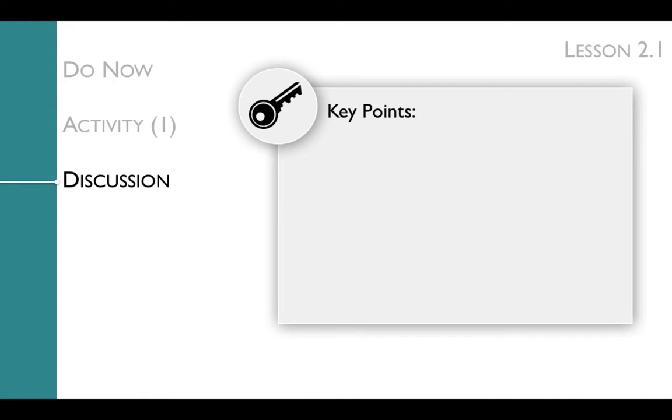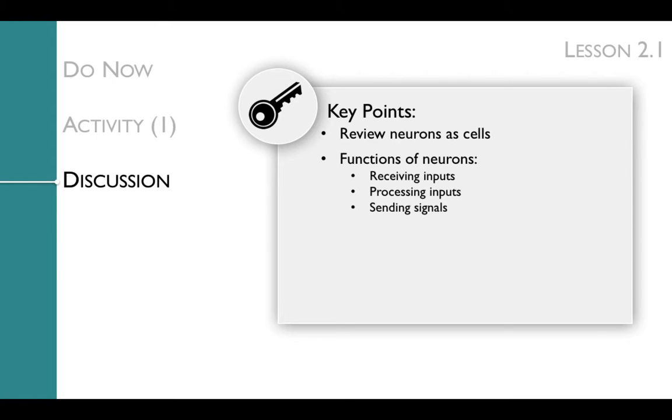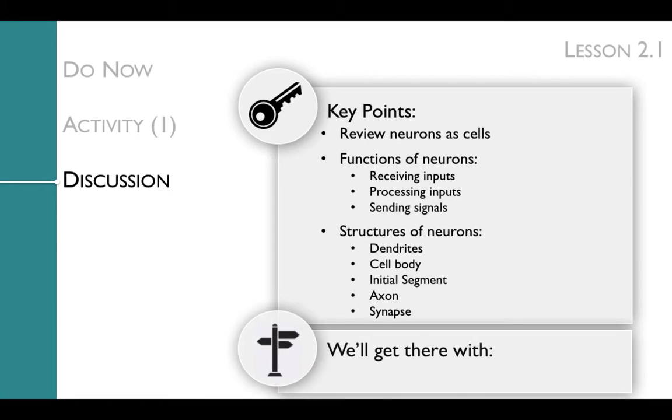The key points of the discussion are to review that neurons are cells, and to explore the function of neurons, including receiving inputs, processing inputs, and sending signals. We'll also explore the structure of neurons, including dendrites, cell body, initial segment, axon, and synapse. We'll get to these key points with a Socratic discussion.